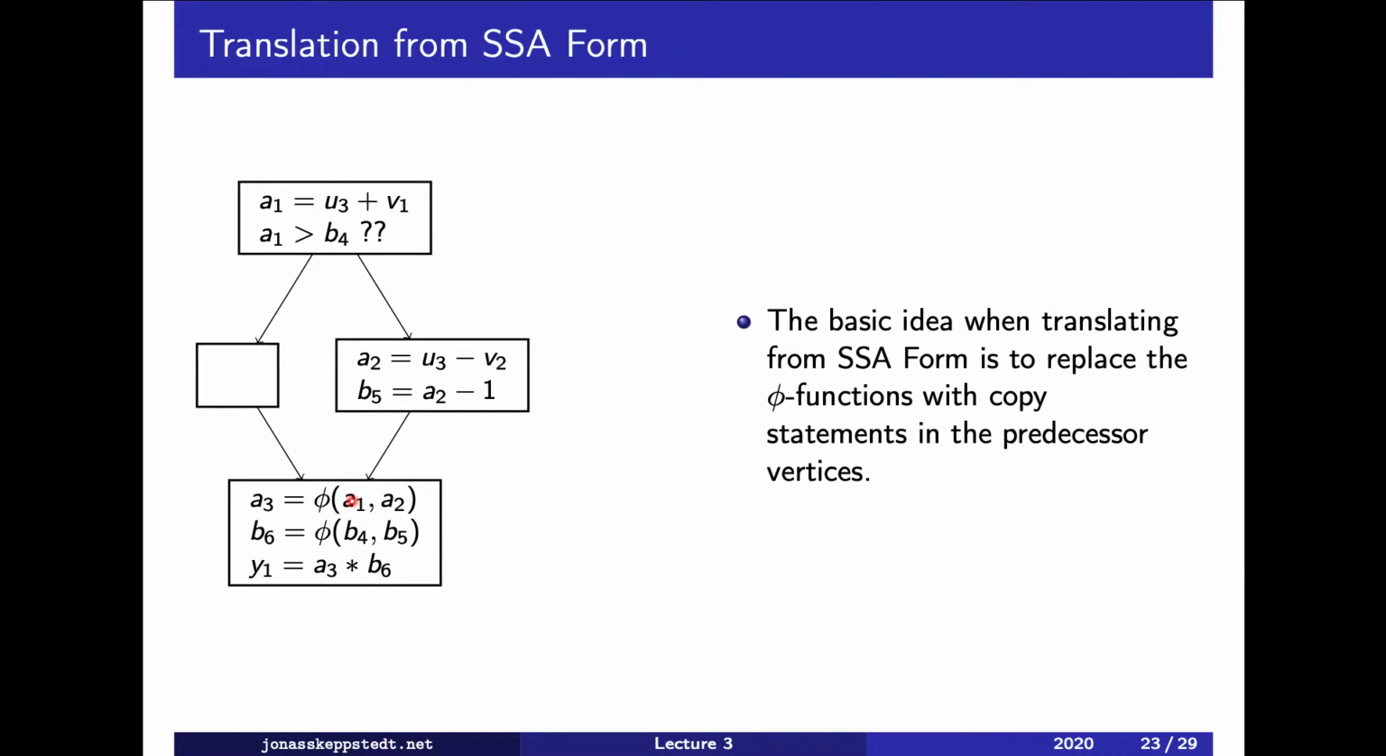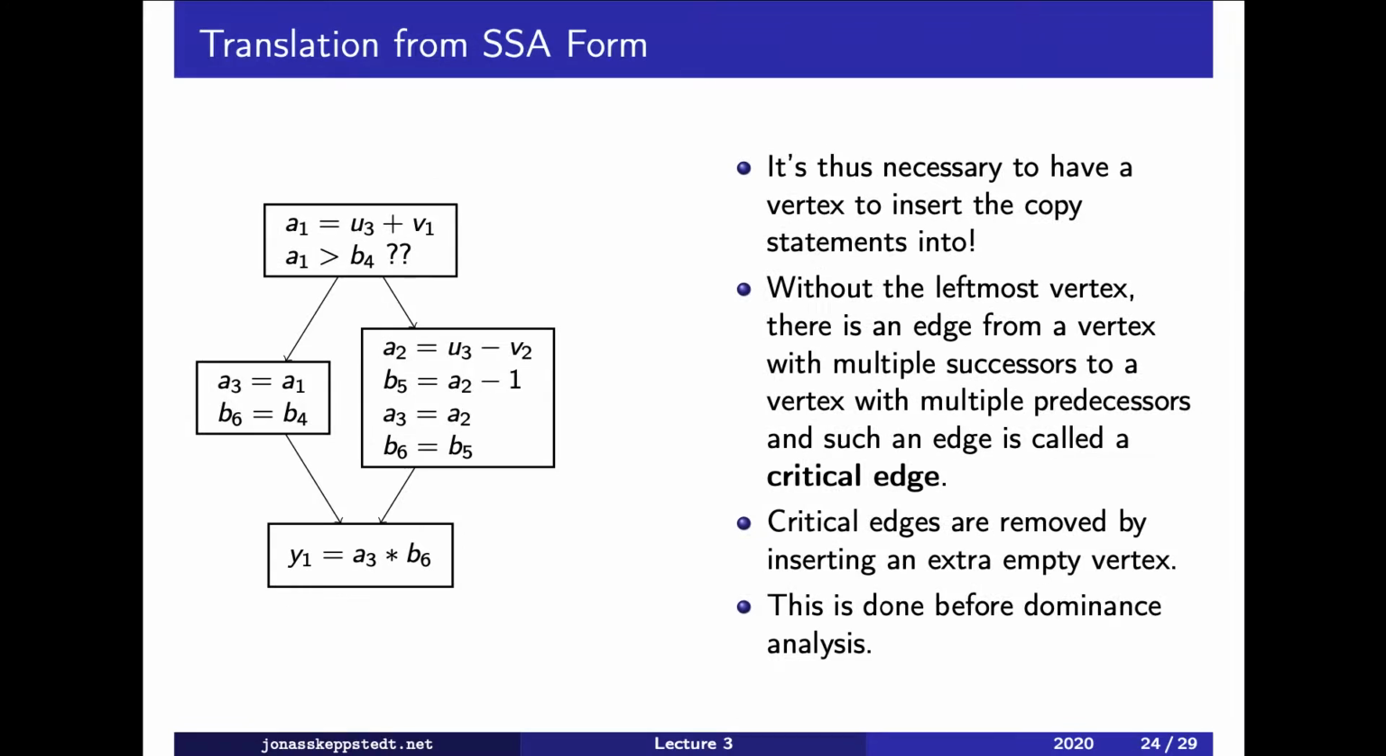This means that there must be a vertex that we can put these copy statements to. So we put them here, but if this vertex would not exist, what would we do then? Suppose the program would look like this, and this does not exist.